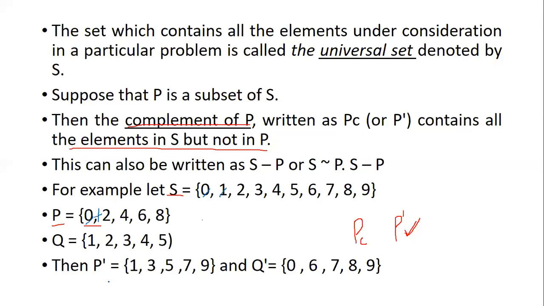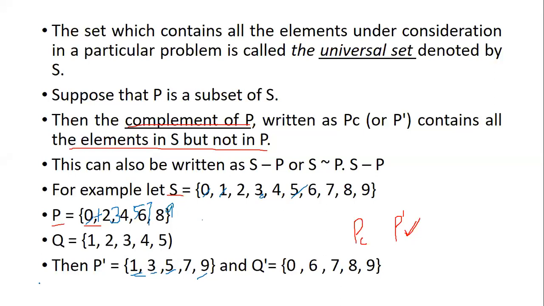So P dash has first element 1. Then 2 is there. 3 is not there as per S, so 3 will be written. 4 is there, common. 5 is not there in P, which is there in S. Write down 5. 6 is there. 7 is missing, so write down 7. 8 is there. 9 is missing. Write down 9.